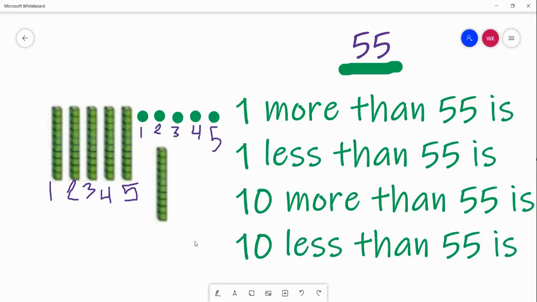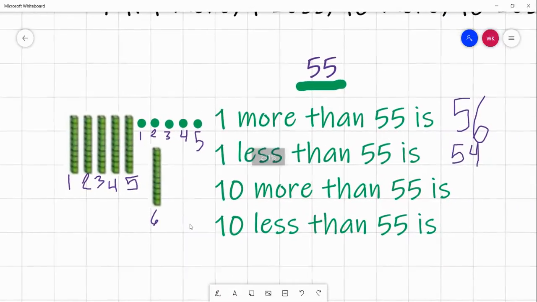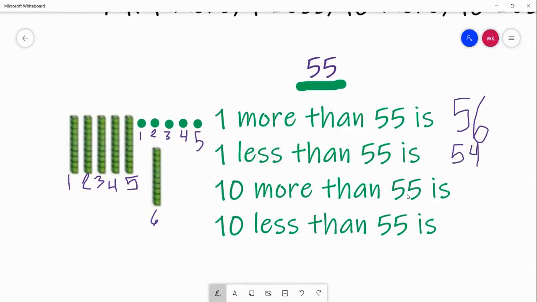So I added a tens rod, and this is our sixth tens rod. So now let's count. We have 10, 20, 30, 40, 50, 60. And then we have 1, 2, 3, 4, 5 in the ones place. So our number is 6 tens and 5 ones, which is the number 65. So 10 more than 55 is 65.